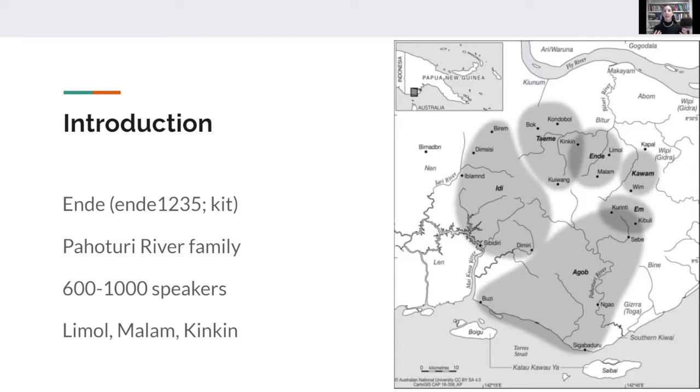It's a practice of multilingual egalitarianism, and so these boundaries that you see are not linguistic boundaries, but rather just bubbles that include these villages where you find high concentrations of these speakers, but you definitely find Papuan River speakers outside of these bubbles, and you find speakers of other languages inside this little paw print. But you'll see that Ende is primarily spoken in Limol, Malam, and Kinkin, and the number of speakers ranges somewhere between 600 and 1,000 speakers. The languages are all pretty stable.